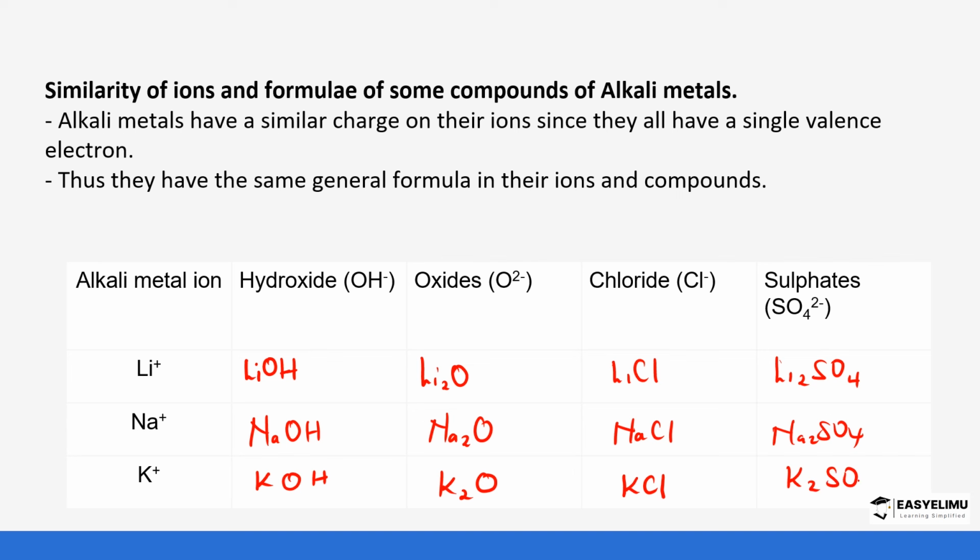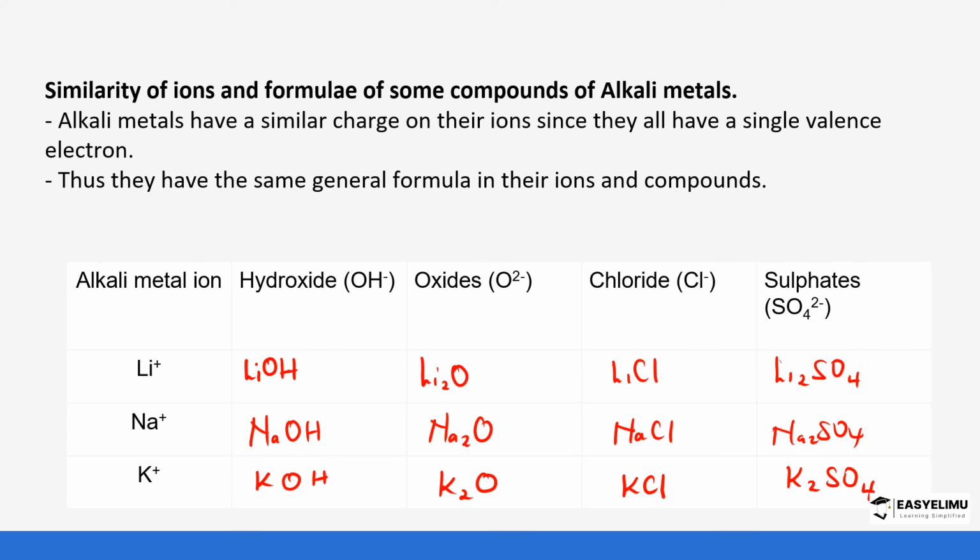This is just samples. There are so many other metals or ions that they can react with. These are just samples to show you because they have 1 valence electron. They usually have a common general formula when you're writing the chemical formula for the chemicals they form.